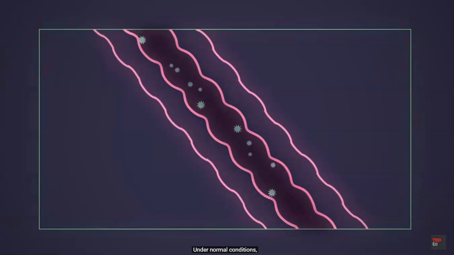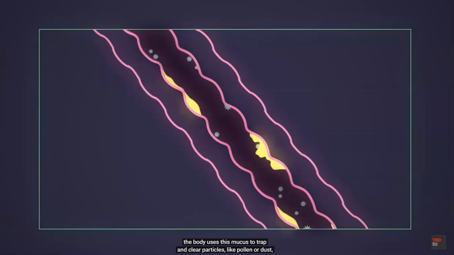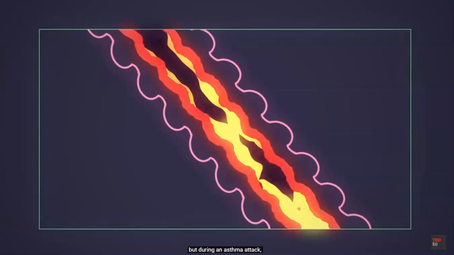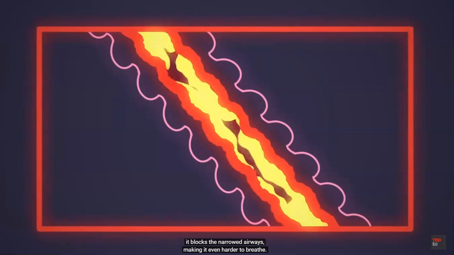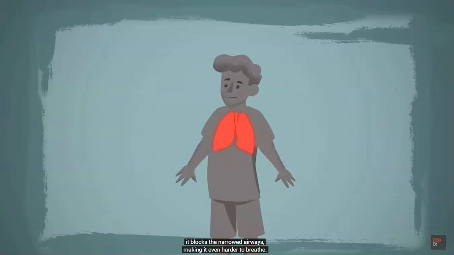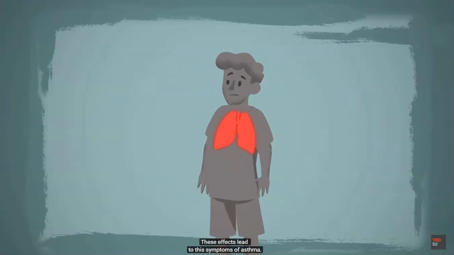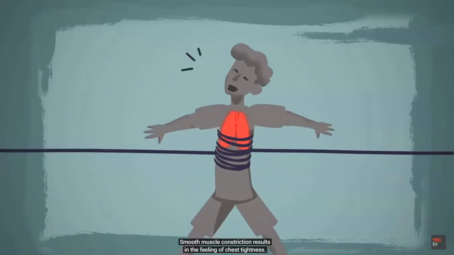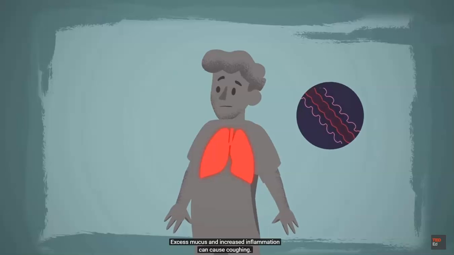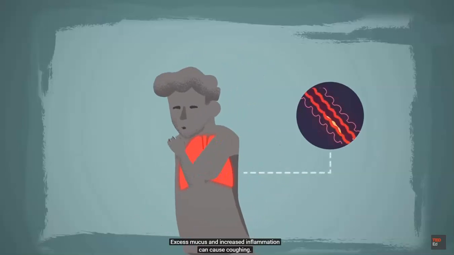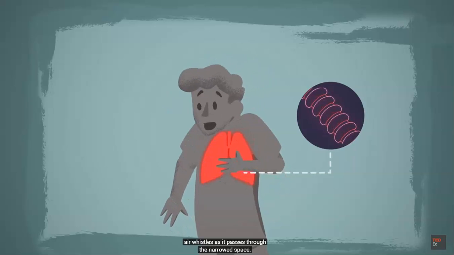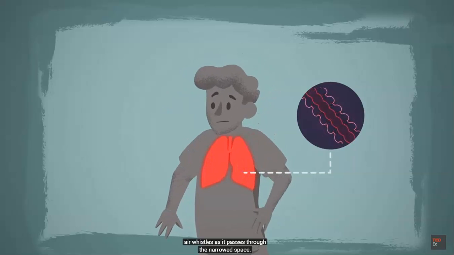Under normal conditions, the body uses this mucus to trap and clear particles, like pollen or dust. But during an asthma attack, it blocks the narrowed airways, making it even harder to breathe. These effects lead to the symptoms of asthma. Smooth muscle constriction results in the feeling of chest tightness. Excess mucus and increased inflammation can cause coughing, and the wheezing noise? That happens because as the airways constrict, air whistles as it passes through the narrowed space.